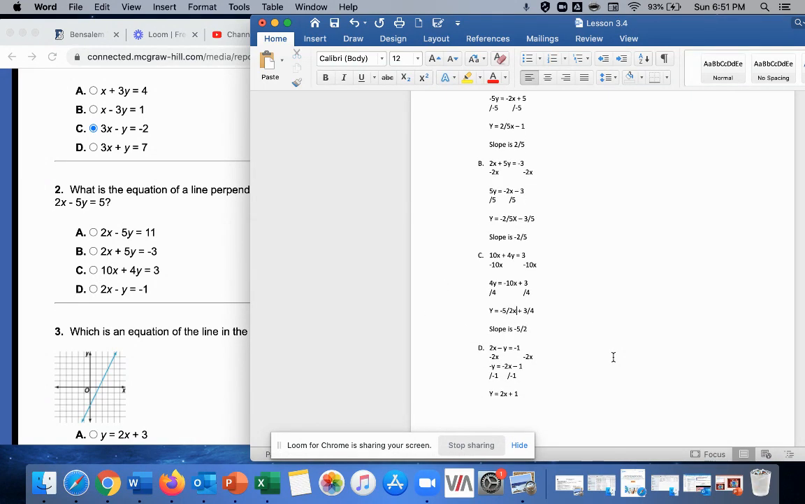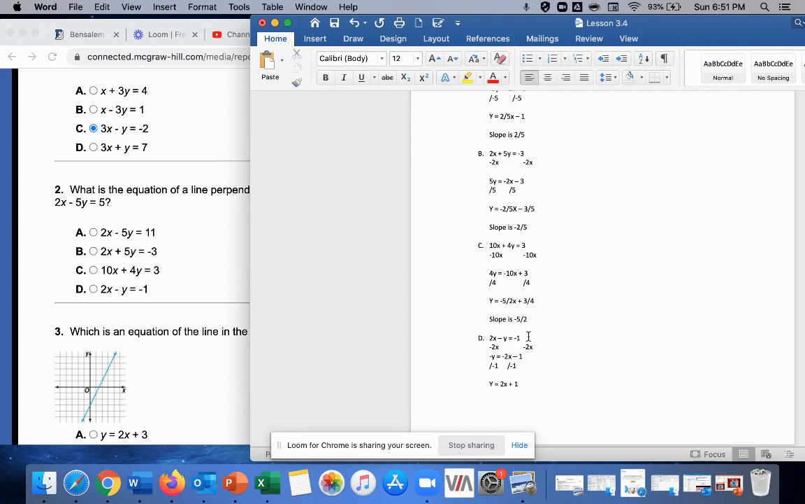Let's just check D just in case. 2x minus y equals negative 1. Subtract 2x from both sides: negative y equals negative 2x minus 1. Divide by negative 1 on both sides.